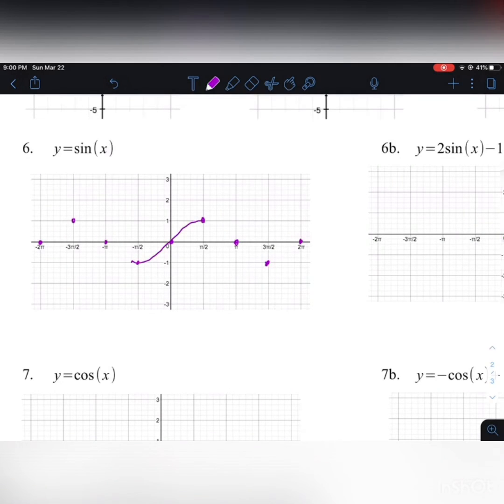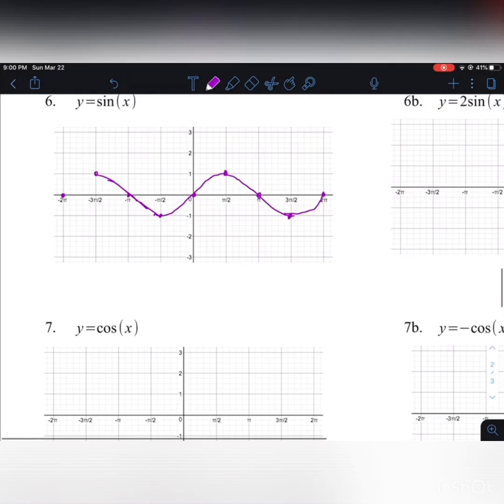Okay, so here's the sine curve. Notice that the sine curve is smooth. It's a smooth curve, remember? Kind of like some of you guys.